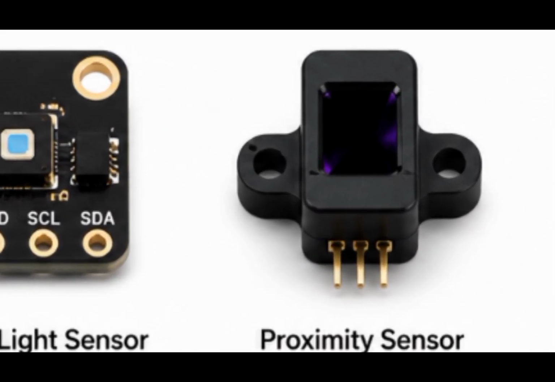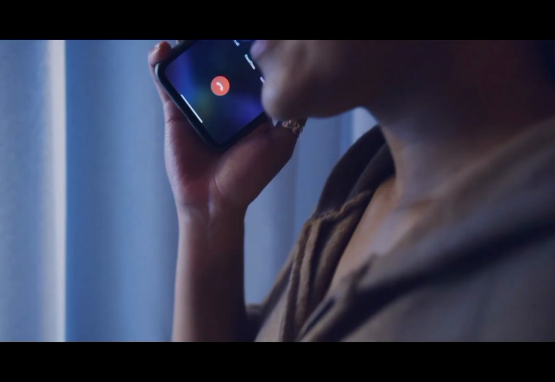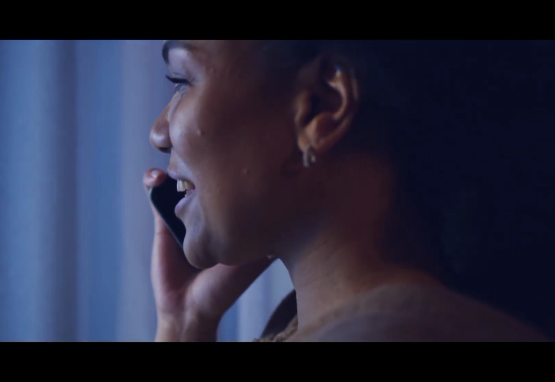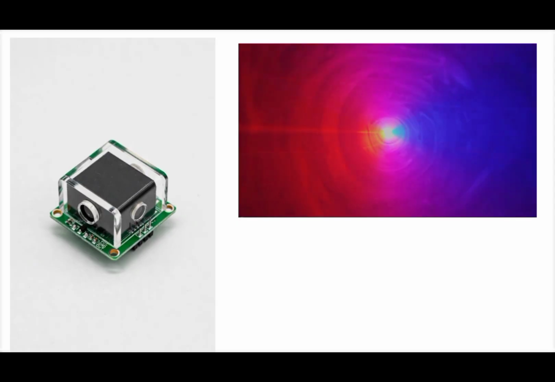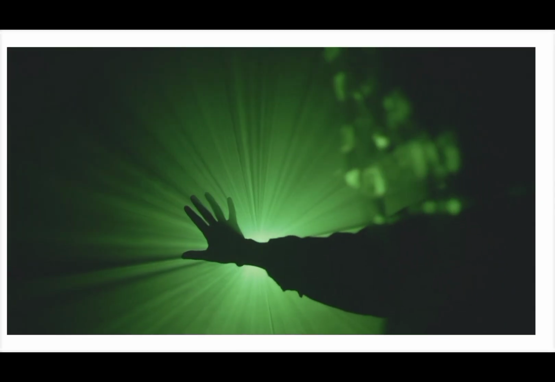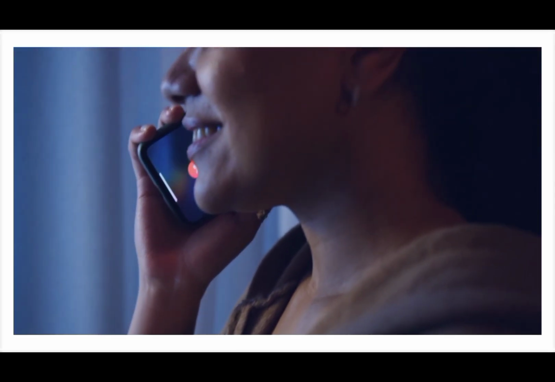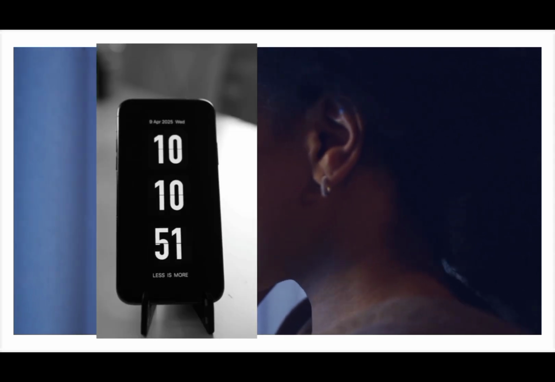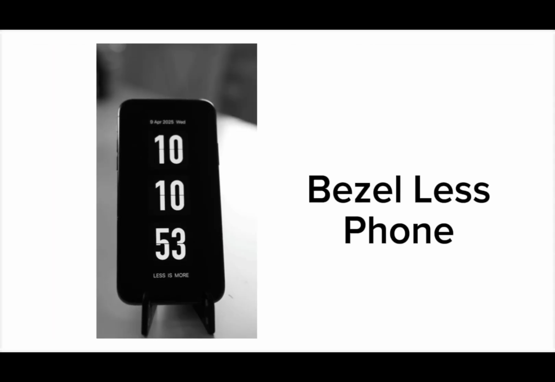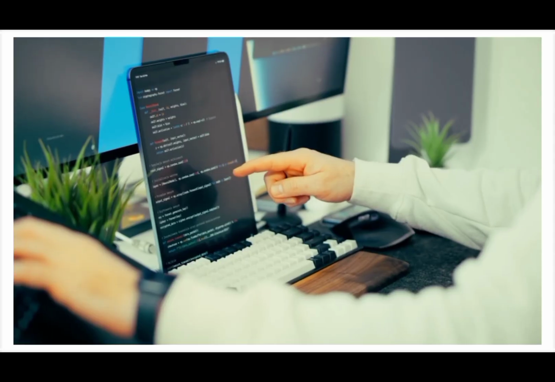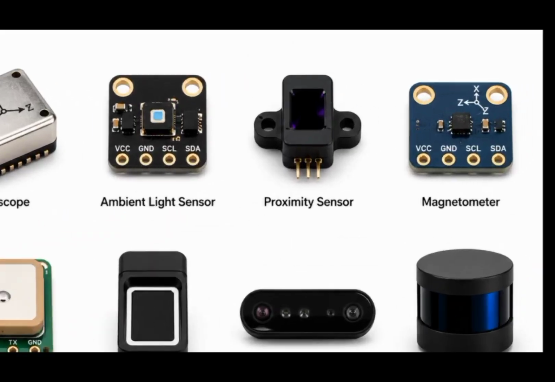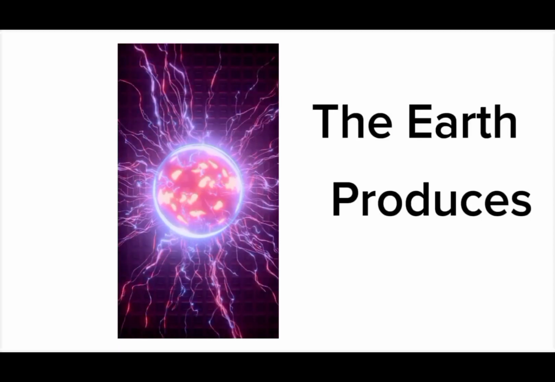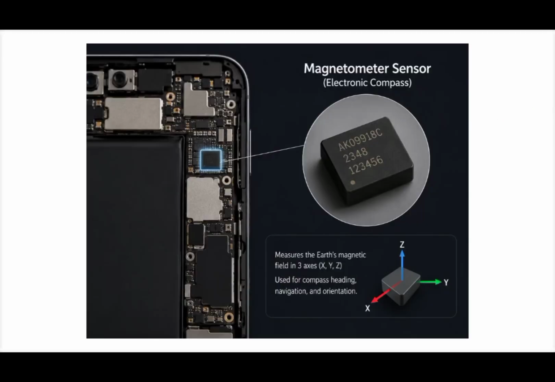Proximity sensor. When a phone is brought close to the face during a call, the screen turns off. That response comes from the sensor. It emits a small infrared beam and detects how quickly it reflects back, determining whether an object is nearby. On phones without a visible front bezel, the same function is achieved through software processing or sensors embedded beneath the display glass.